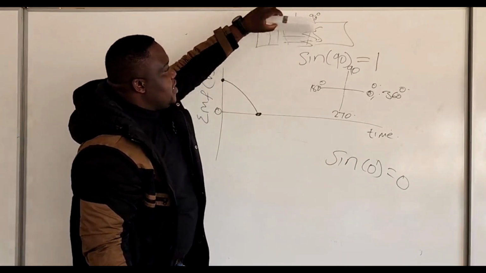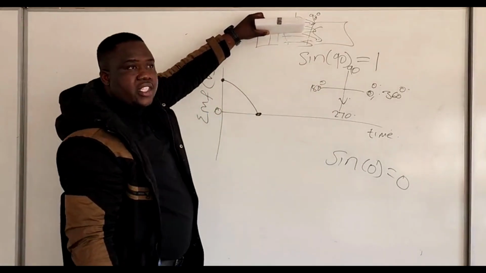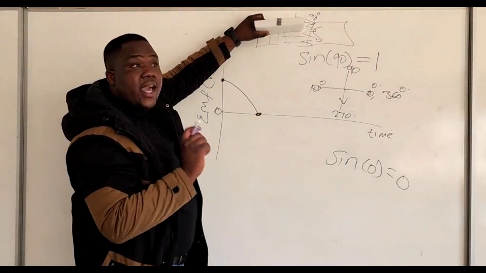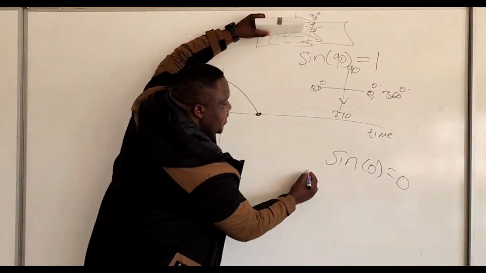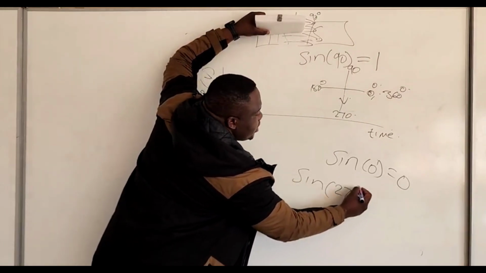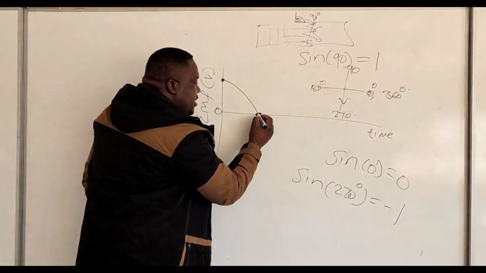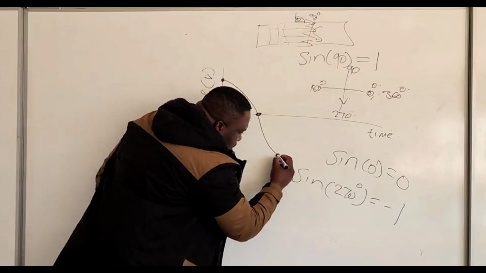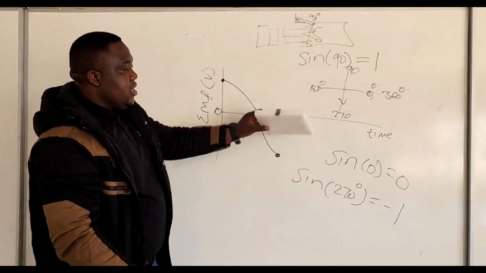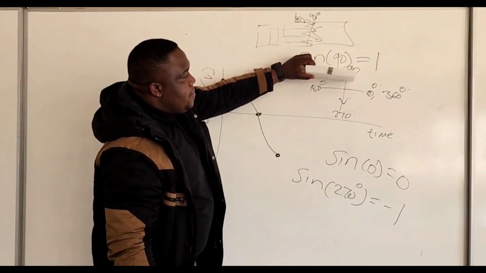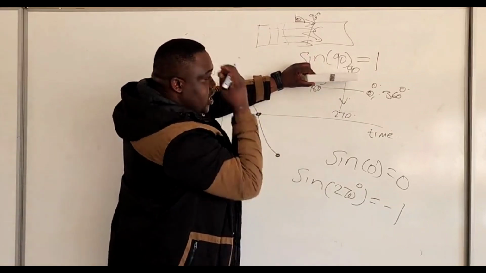Look, the loop turned again. Now it is pointing in this direction, which means the loop is at 270 degrees. Then what will we have? Sine 270 degrees will give us -1. It means that our voltage is going to become lower, on the negative side. You can see it becomes lower. So now our voltage is in this direction at 270.